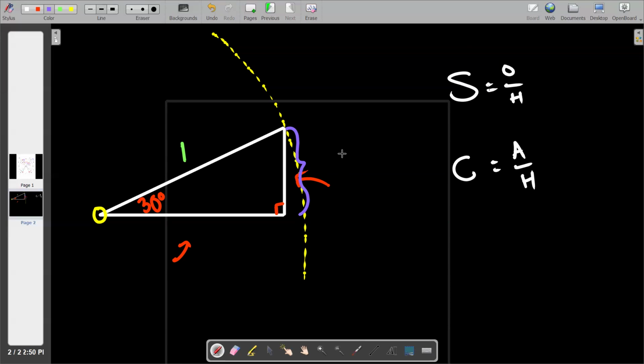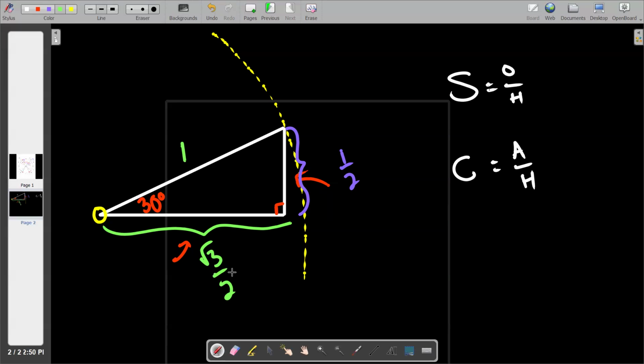You know this. It's a half. That'll be a value on our unit circle soon. What is the length of this green side down here? It is root 3 over 2. Correct.